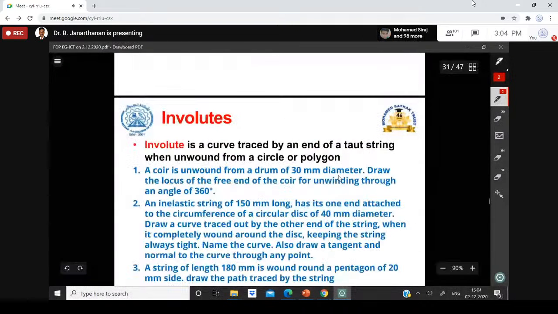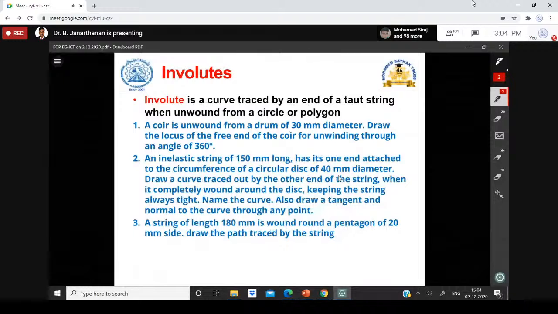Then involute, again involute from the definition, you should be able to understand the question. Here also, if you see the question, I have taken these questions where there is no word mentioning that draw the involute. A coil is unwound from a drum of 30 mm diameter. Draw the locus of the free end of the coil for unwinding through the angle of 360 degrees.